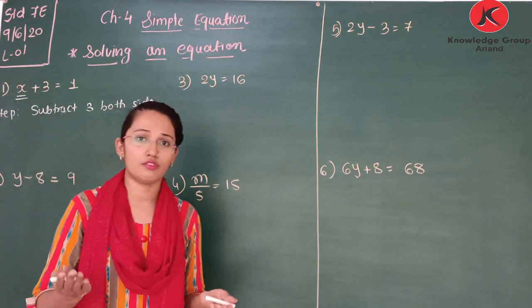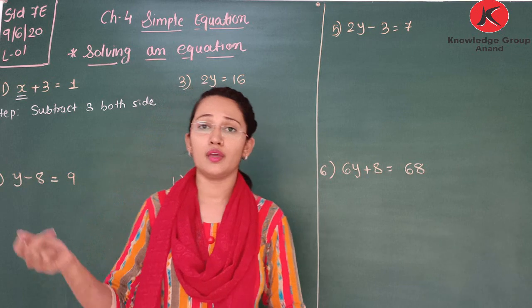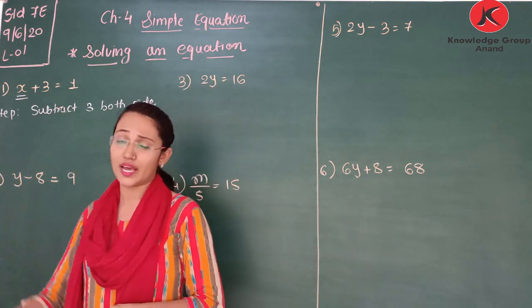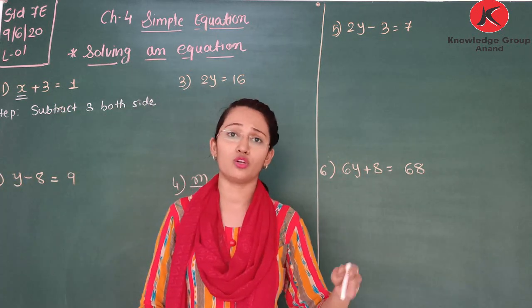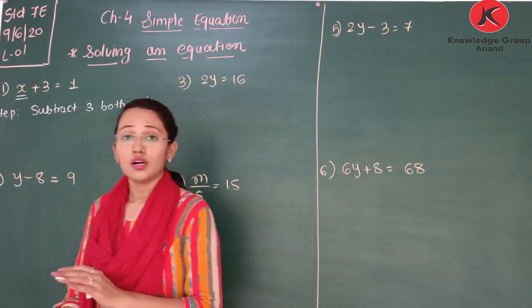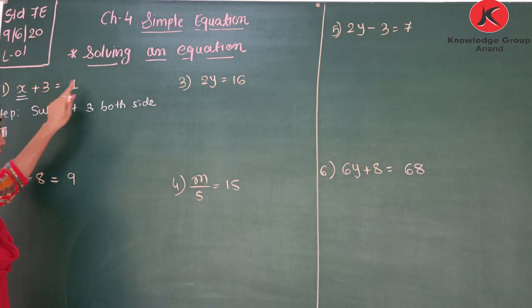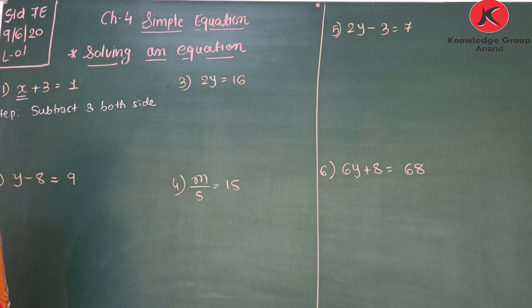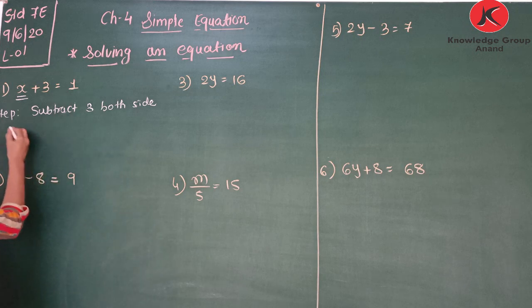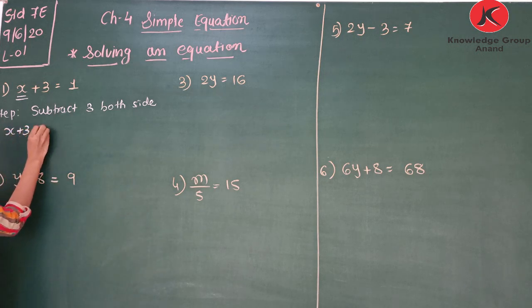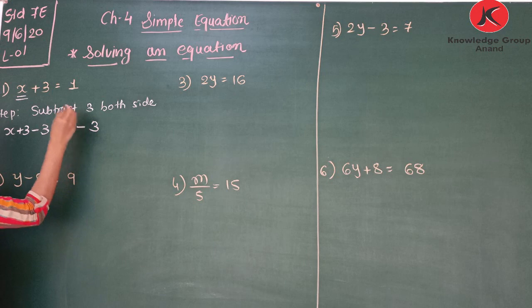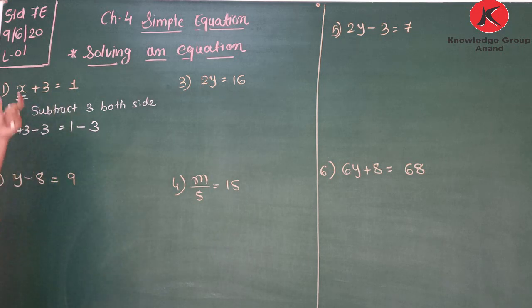Obviously it will be imbalanced. Means if I put one more apple on the right side, then I need to put more weight on the left side. Clear? So if I subtract 3 on the left side, I need to subtract 3 on the right side also. So it becomes x plus 3 minus 3 is equal to 1 minus 3. Clear? Why do I subtract 3 both sides? Because I need to remove this 3. Why do we need to remove this 3? Because I need to find x.